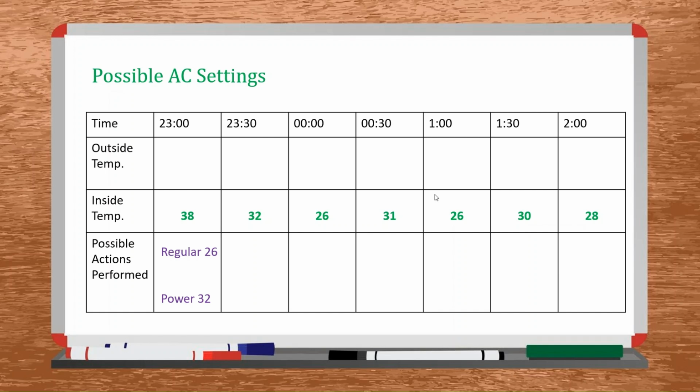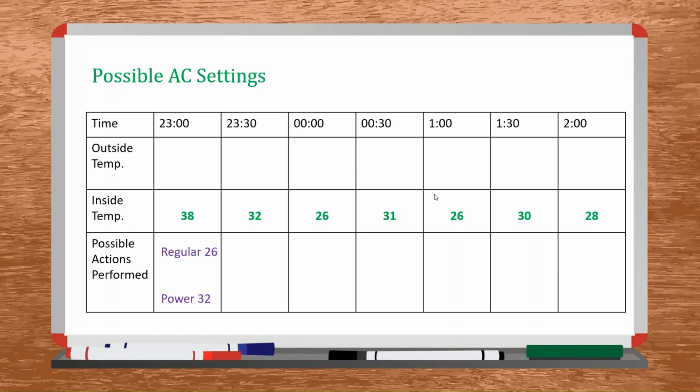This action can also be performed by making the setting power 32. If I make the setting power 32, within half an hour this will reach 32. So both of these actions will suffice for this particular situation.